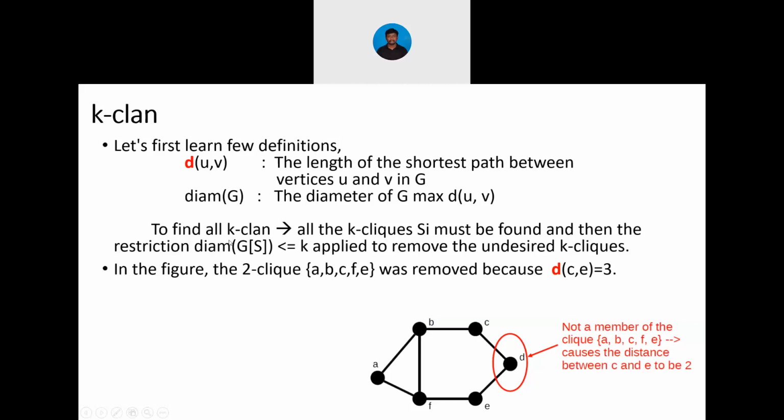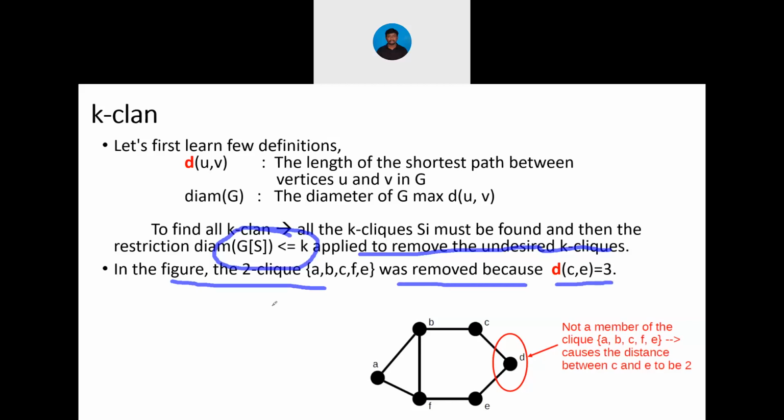To find a k-clan, all the k-cliques must be found, and then the restriction that the diameter of G of S is less than or equal to k is applied. This condition should be applied. The diameter of the particular graph being less than or equal to k is applied to remove the undesired k-cliques. So in this figure below, the 2-clique A, B, C, F, E was removed because d(C,E) is nothing but 3 here, right?